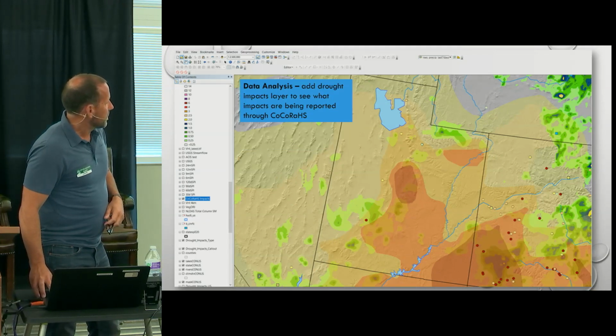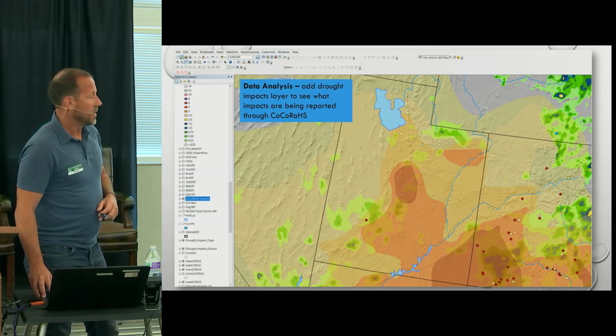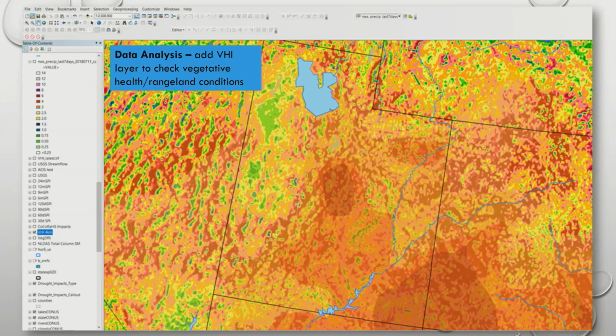And then these are impacts from the CoCoRaHS network. It's a volunteer network of precip gauges around the US. And these are impacts that are being reported. And this is another parameter. This is a vegetative health index. We can take a look at greenness and where things are dried out. This helps us with short-term and looking at rangeland conditions.